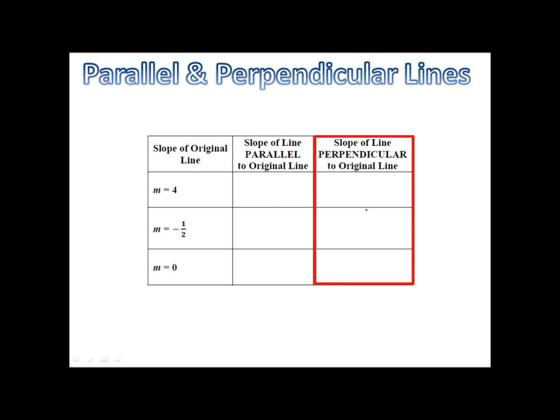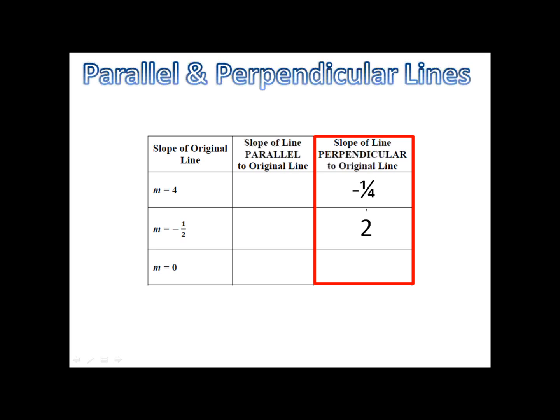Now let's talk about perpendicular lines. Lines that are perpendicular have negative reciprocal slope. Our original line has a slope of 4/1. Change the sign and flip it upside down. Our perpendicular line has a slope of negative 1/4. How about the line perpendicular to the original that has a slope of negative 1/2? Flip it upside down, change the sign, it's 2/1, or simply 2.